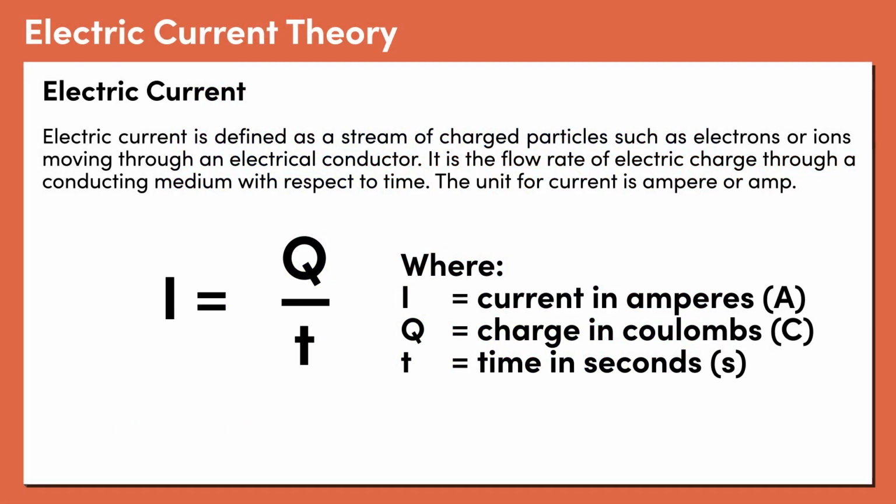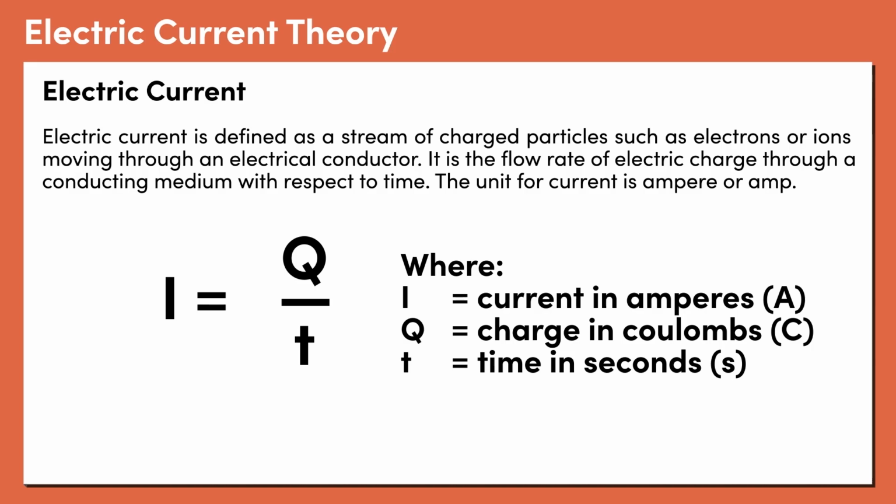What is electric current? Electric current is defined as a stream of charged particles, such as electrons or ions, moving through an electrical conductor. It is the flow rate of electric charge through a conducting medium with respect to time.